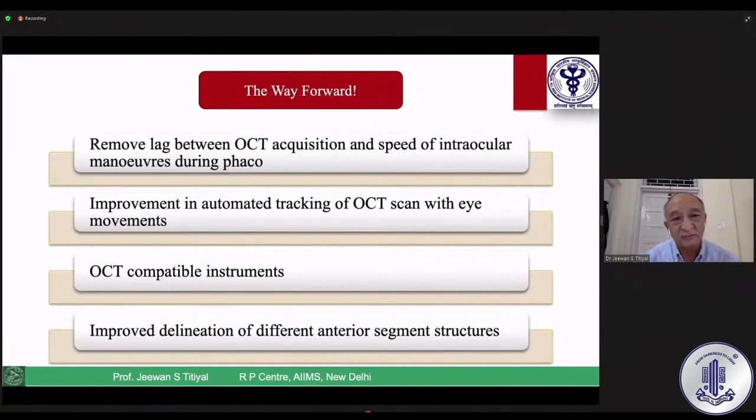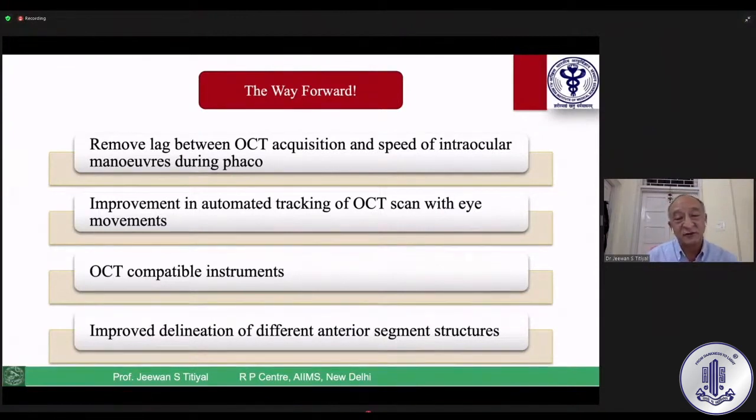So I would say the future is there for a better IOCT microscope which can give a much higher resolution to see every structure from the cornea to the posterior capsule. And it should also have a good tracking system, which is lacking at this stage. Tracking has to be there, and it should also give you a comprehensive assessment of other, you can say, ancillary measurements, so that other areas of concern can be taken care of during your surgery as such.